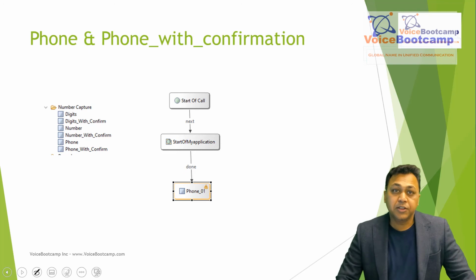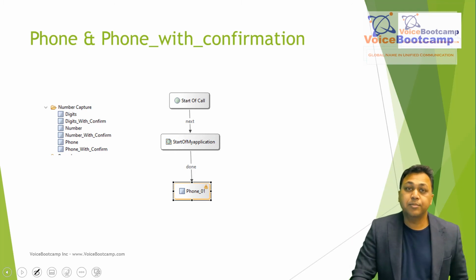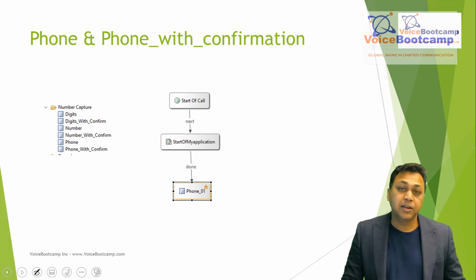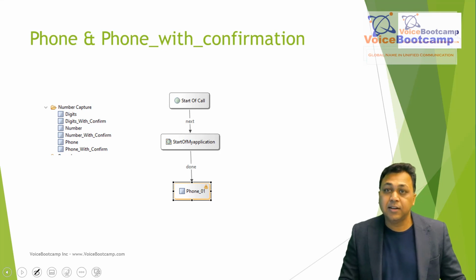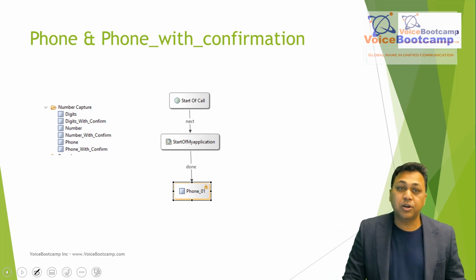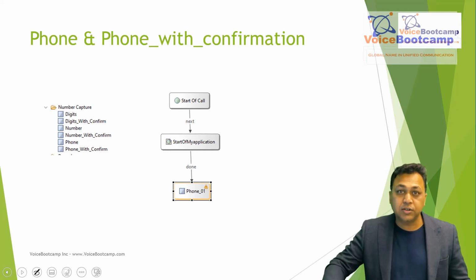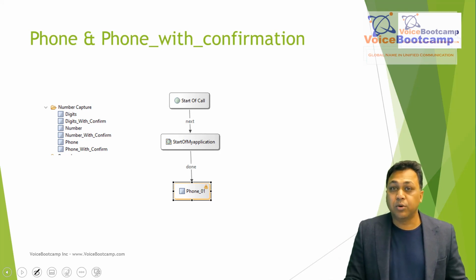Then you got the phone. The phone voice element can be used to capture phone number input from the caller. The phone number can be spoken or entered using the keypad. The captured value will be stored as an element data. Now the string may contain a number of digits and optional characters like an X for extension to indicate a phone number with an extension.